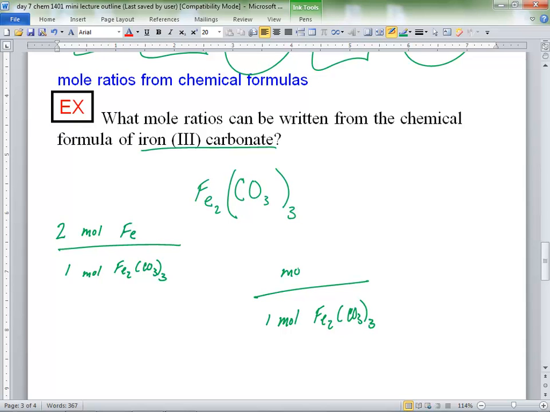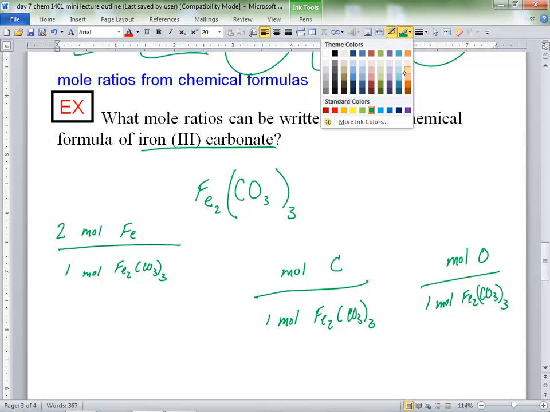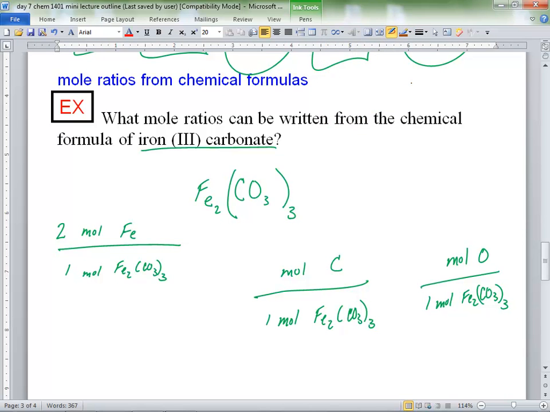1 mole iron 3 carbonate. How many moles of carbon? How many moles? So you do this. You fill these in. Moles of oxygen. Right. How many moles of carbon? How many moles of oxygen? That's pretty much all the ratios that we could write. I guess we could flip them all, but it's kind of redundant.